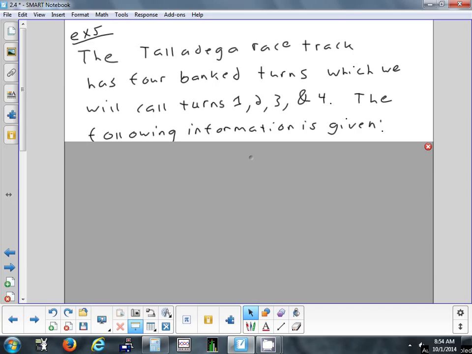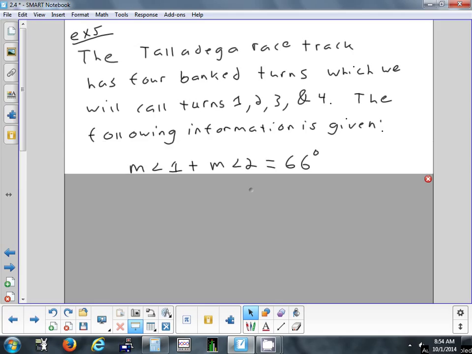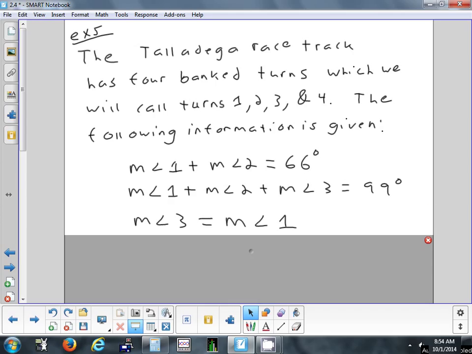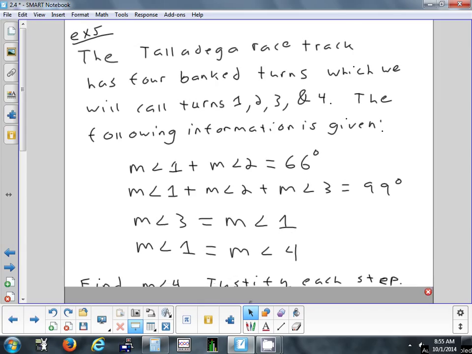But it says the Talladega racetrack has 4 turns that are banked at a certain angle. Okay, we'll call the turns 1, 2, 3, 4. And then the measure of angle 1, that's the bank in turn 1. The measure of angle 2, that's the bank in turn 2. And they give us a whole bunch of facts. They say that if you add up the first 2 angles, it's 66 degrees. If you add up the first 3 angles, it's 99 degrees. And they tell us turn 1 and turn 3 have the same angle. And turn 1 and turn 4 have the same angle.